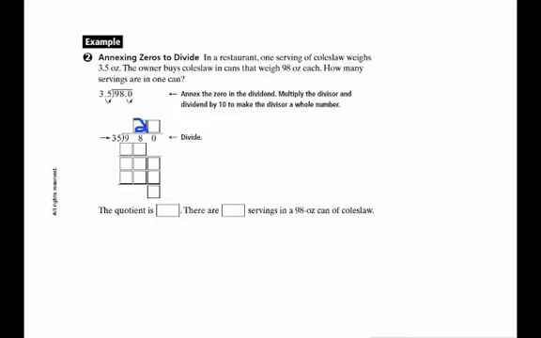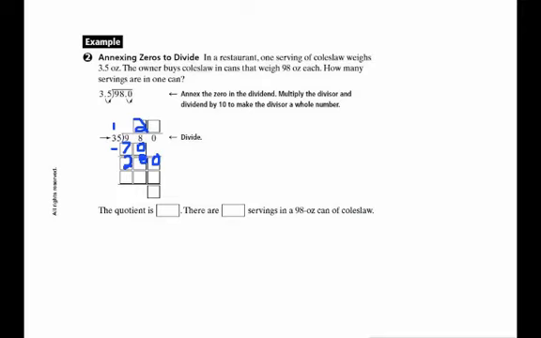2 times 5 is 10. Write the 0, carry the 1. 2 times 3 is 6, plus 1 is 7. So we have 98 minus 70. 8 minus 0 is 8. 9 minus 7 is 2. Now we're going to bring down that 0. So we have 280 divided by 35.